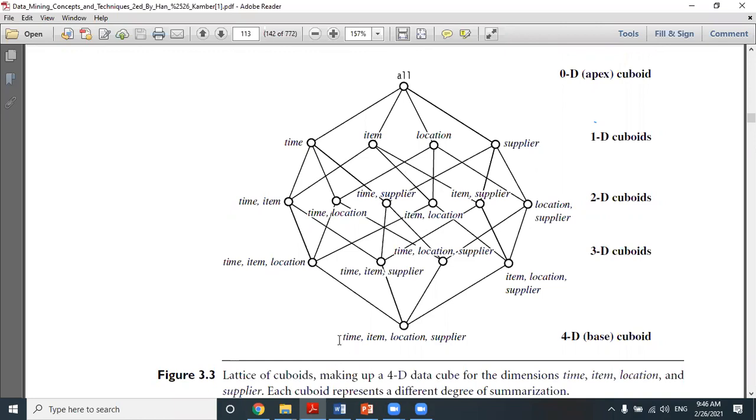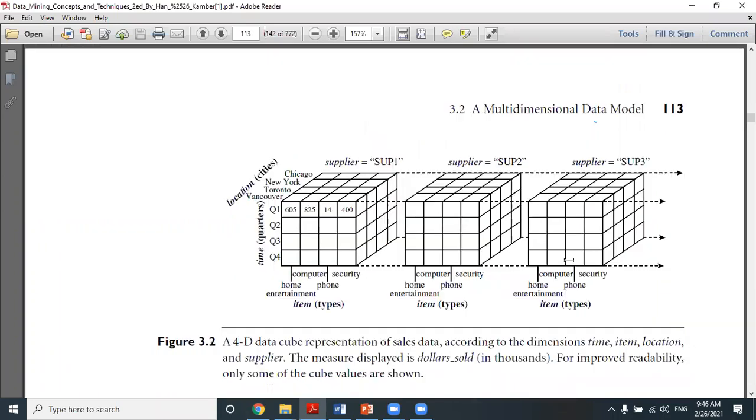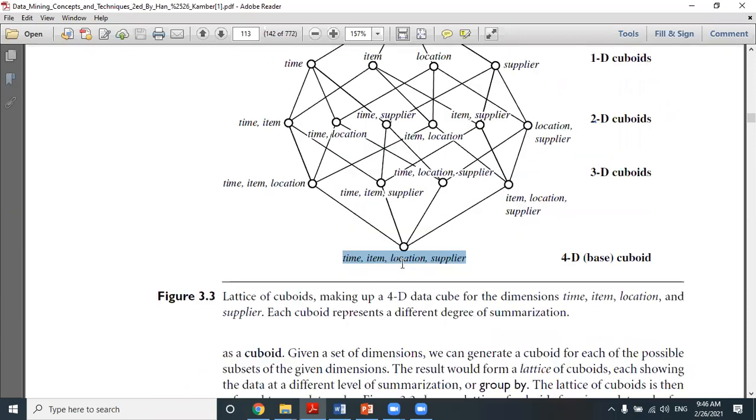At the bottom there is a 4-dimensional base cuboid. That means all 4 dimensions are mentioned: time, item, location, supplier. Please try to understand how we can draw this lattice. Time, item, location, supplier: these are the 4 dimensions we have. According to this 4-dimensional view, we'll have the 4 dimensions as a base cuboid, right? This is a node which will represent these 4 dimensions.